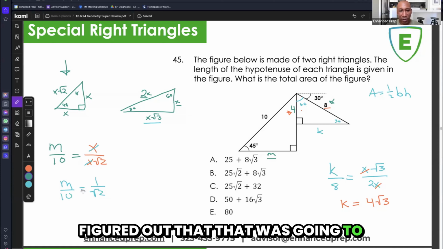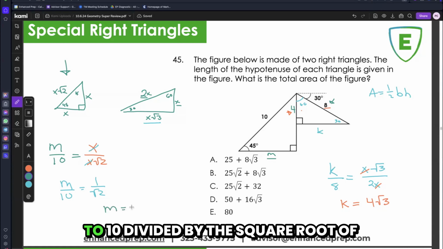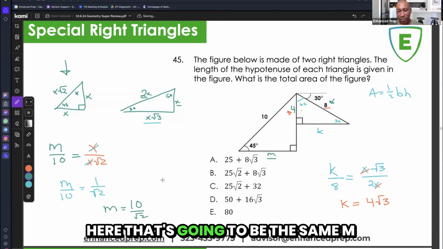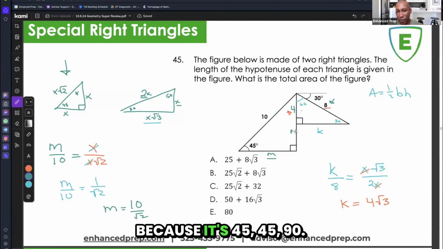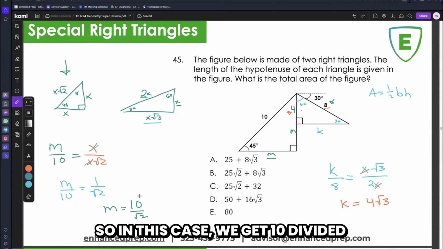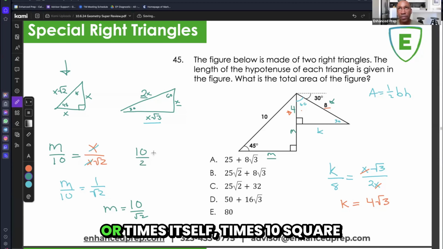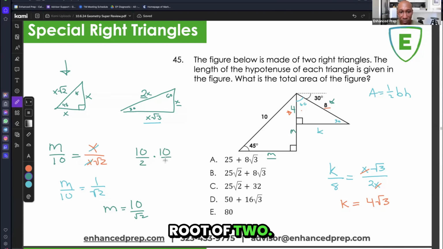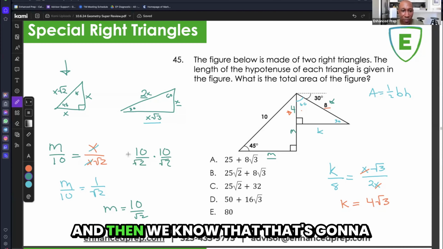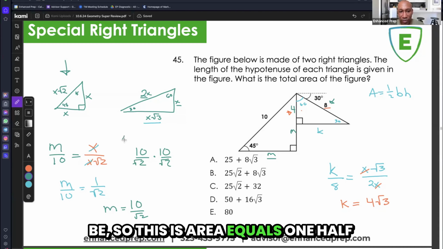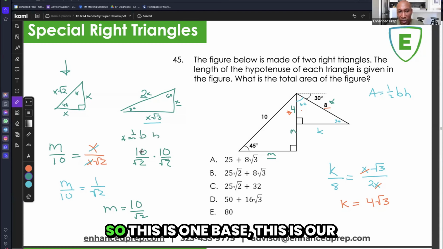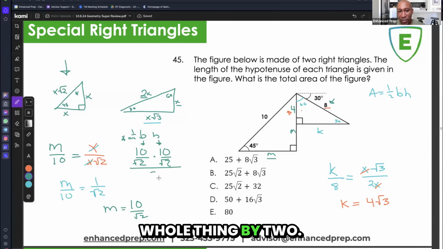We figured out over here that M is equal to 10 divided by the square root of 2. And then we also have our height here. That's going to be the same M, because it's 45, 45, 90. So in this case, we get 10 divided by the square root of 2 times itself, times 10 square root of 2. Sorry, forgot my square root sign. And then this is area equals 1/2 base times height. This is our base, and this is our height. And then we need to divide that whole thing by 2, all right?